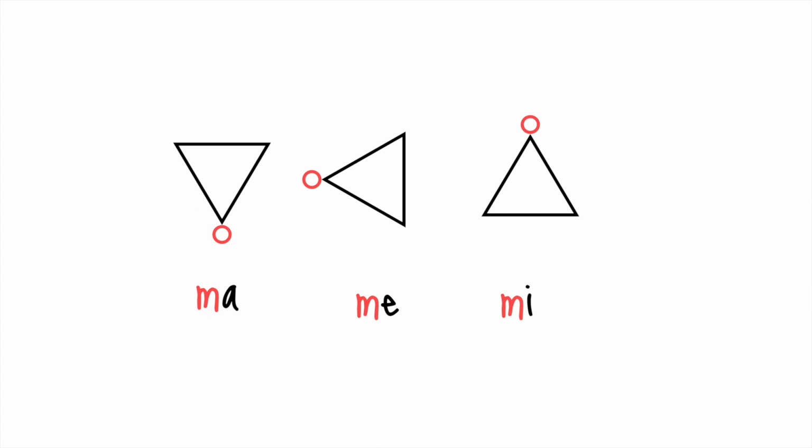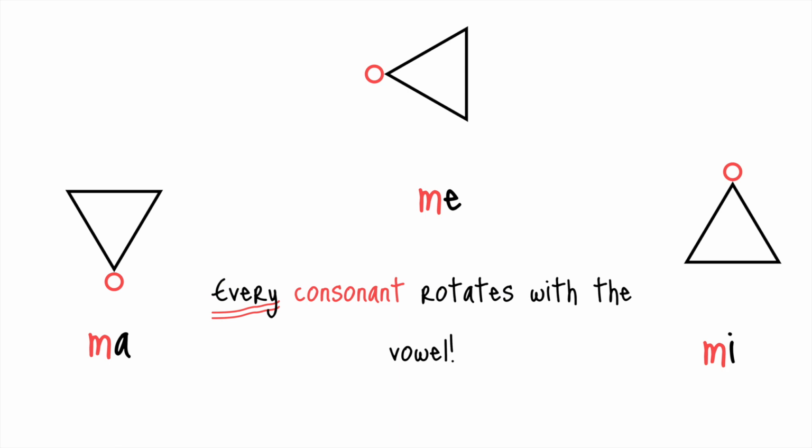Please pay close attention to the position of the consonants in this example. Look at the ma, me, and mi. It's the same principle with the rest of the vowels too. It is a fundamental rule in Isibheqe that every consonant rotates with the vowel. This will take some practice to get used to.